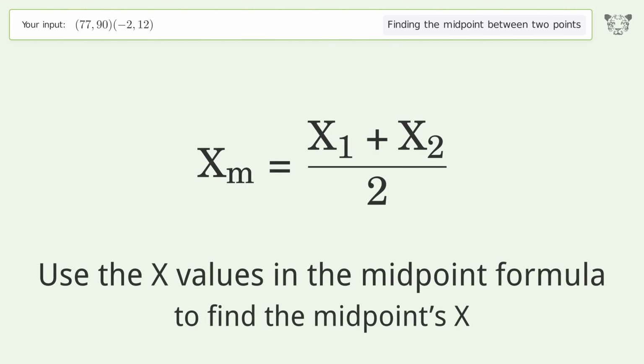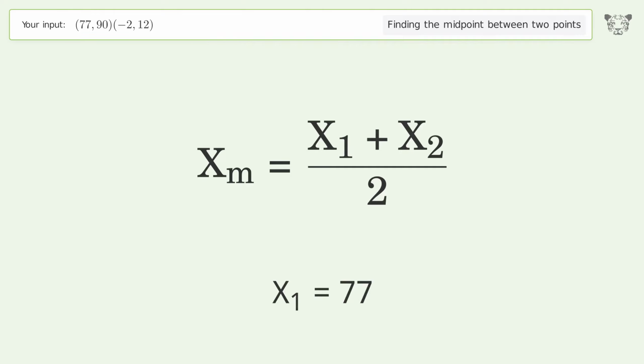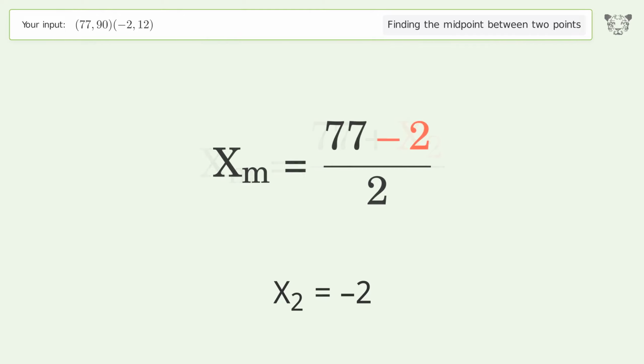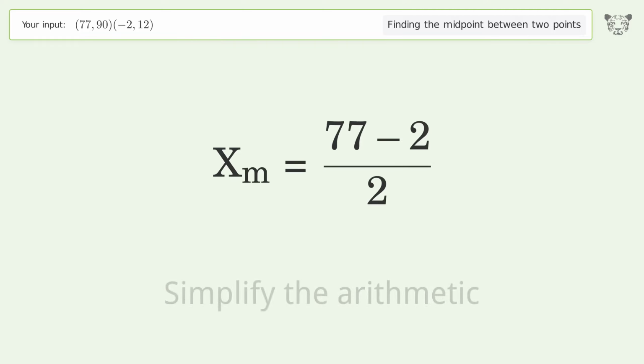Use the x values in the midpoint formula to find the midpoint's x. x1 equals 77. x2 equals -2. Simplify the arithmetic.